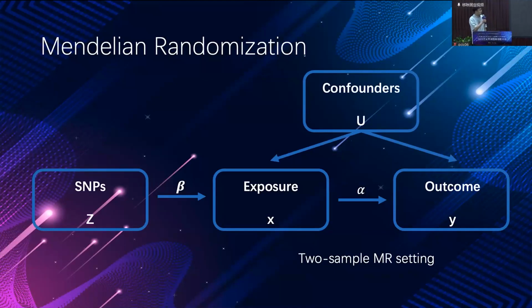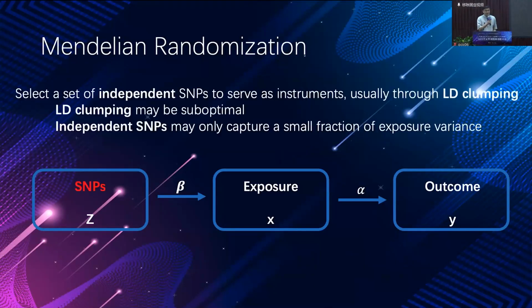For now, there are many MR methods because public GWAS summary statistics are available. Most of them rely on selecting a set of independent SNPs to serve as instruments. Usually, the common procedure is LD clumping. However, in the genetic field, LD clumping usually chooses tag SNPs, not the causally related ones. Indeed, in the GWAS fine-mapping field, many researchers suggest using probabilistic modeling to select the best causal ones. So LD clumping may be suboptimal.